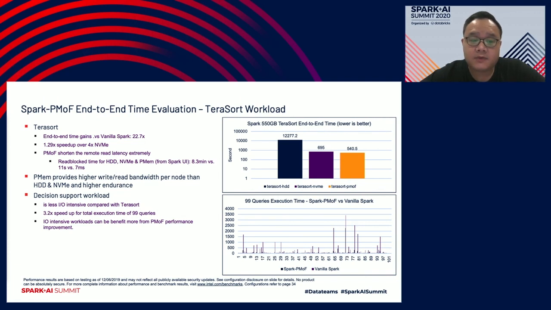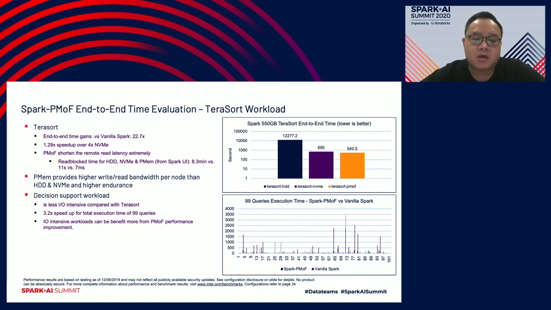On the other hand, if we look at the read block time from the Spark UI, we could see a significant tail latency reduction between the different solutions. For example, the hard drive-based tail latency is 8.3 minutes. With the NVMe-based shuffle solution, the tail latency is 11 seconds. But for the PMEM-based shuffle, the tail latency is only 7 ms. So the tail latency has been reduced dramatically.